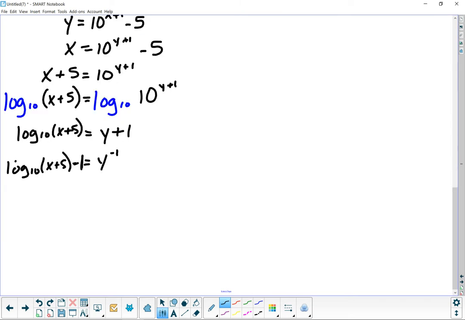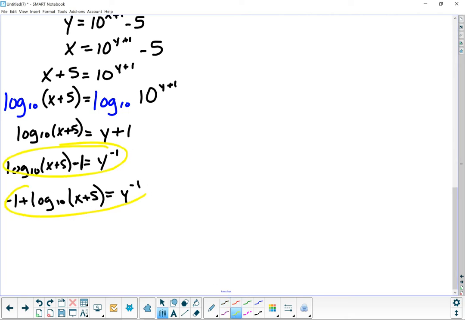So it's up to you how you want to do this. Right? So you can leave it like this, and there's nothing wrong with that. It's just a little cluttery, like too much stuff on one side. But you can also write it as negative 1 plus log base 10 of x plus 5. And that's going to be your y inverse. Okay, so either one's fine. You can have this one, or you can have this one, and it doesn't matter with either one.